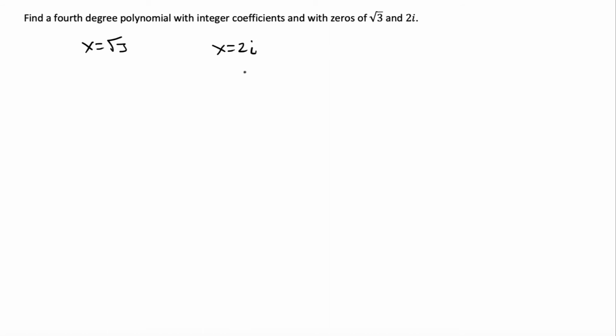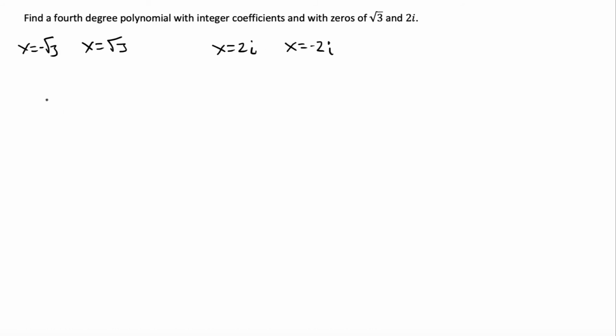Okay, and the key to remember is that irrational and complex solutions always come in conjugate pairs. Okay, what is the conjugate of radical 3? It's negative radical 3. So we can conclude that x equals negative radical 3 is also a solution. Similarly, if x equals 2i is a solution, then x equals negative 2i must also be a solution. So there we go, right? Now we have all four zeros.